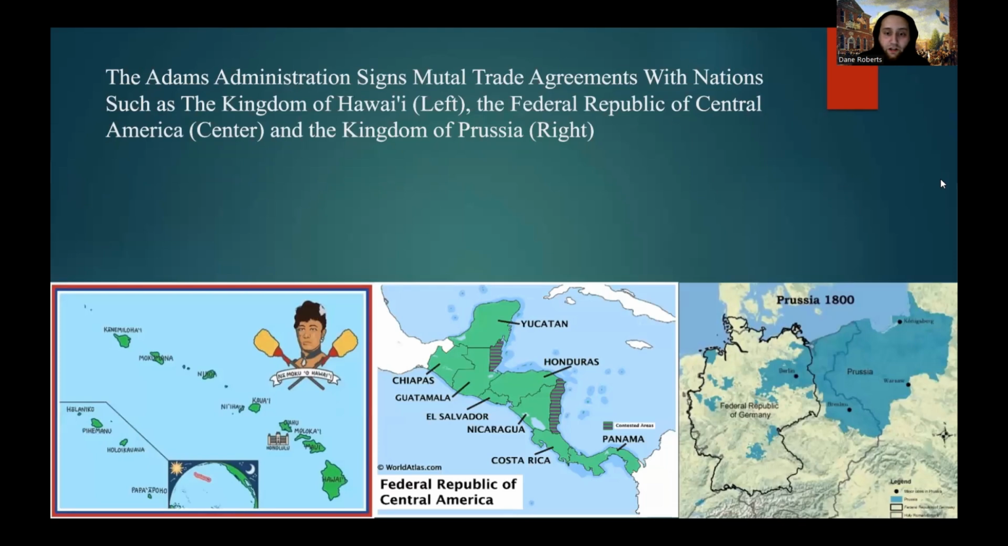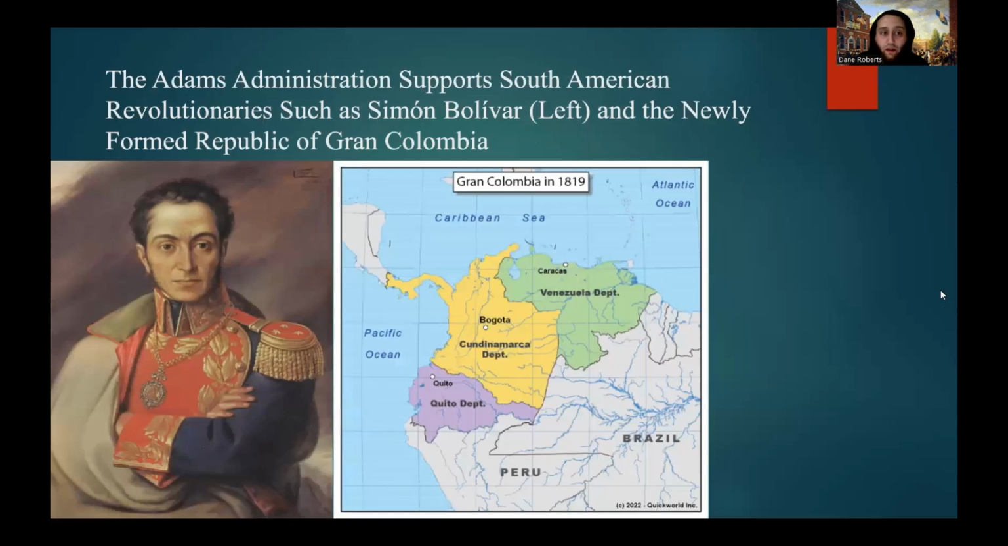During his administration and his presidency, the Adams administration would sign mutual trade agreements with nations such as the Kingdom of Hawaii, the Federal Republic of Central America, and the Kingdom of Prussia. The Adams administration would also support South American revolutionaries such as Simon Bolivar and eventually the newly formed Republic of Gran Colombia, of which Simon Bolivar was the first president.